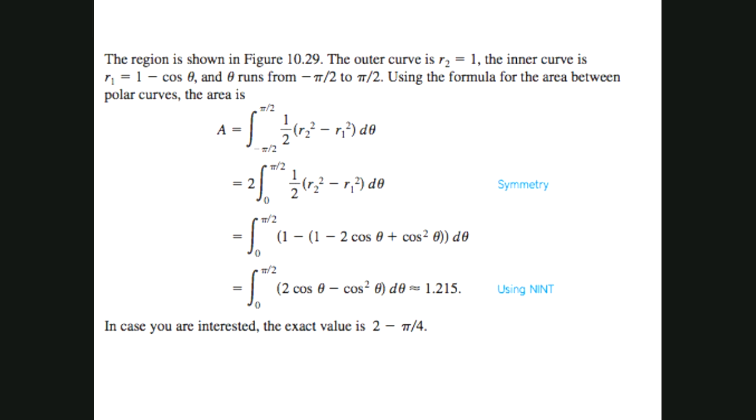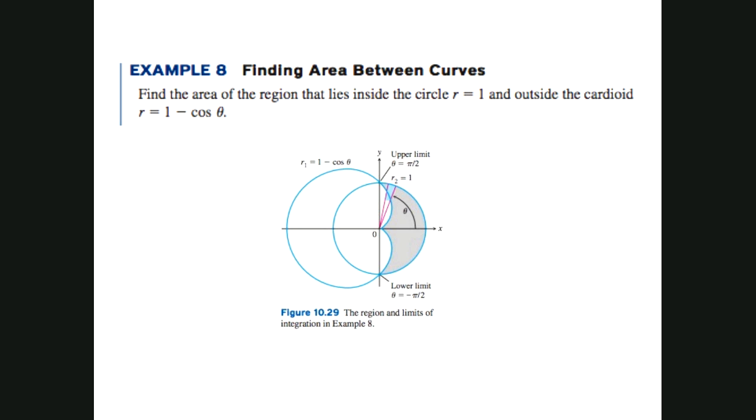Okay, so the one on the right was 1, and the one on the left was 1 minus cosine theta squared. So I did the integral and then 1/2 of 1 squared, which is 1, minus 1 minus cosine theta squared. I put that into my calculator, put the upper bound as pi divided by 2 and the lower bound as negative pi divided by 2. You know what? I might have put those in the wrong spot.